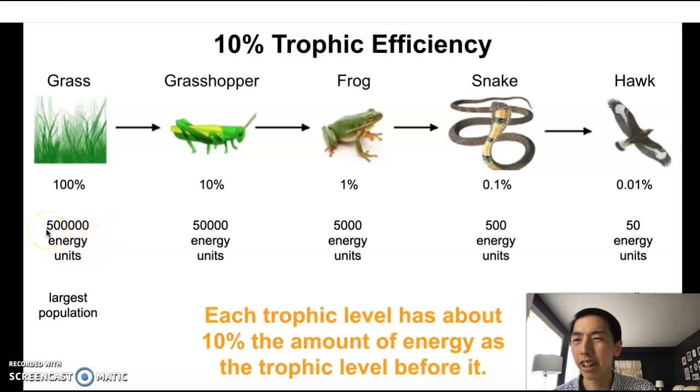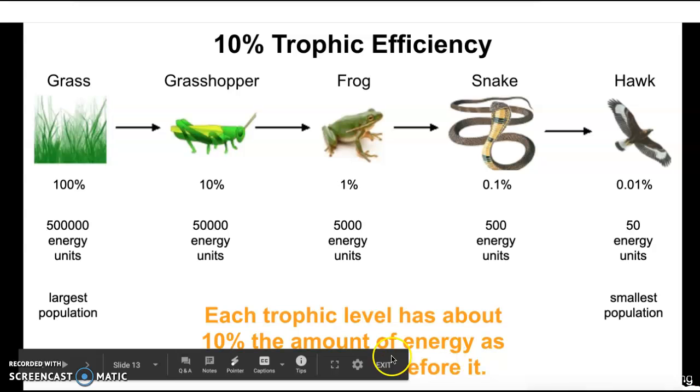So let's say that all the grass in the ecosystem has 500,000 units of energy. Well, then the grasshoppers are only going to have 10% of that. And that just means you chop off a 0 from the number. So the grasshoppers only have 50,000 units of energy. And then the frogs only have 10% of that. So you chop off another 0, and it has 5,000 units of energy for the frogs. The snakes have only 10% of that. So you chop off another 0. And the hawks have the least amount of energy. You chop off another 0.